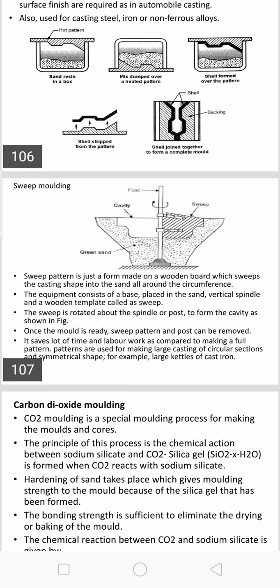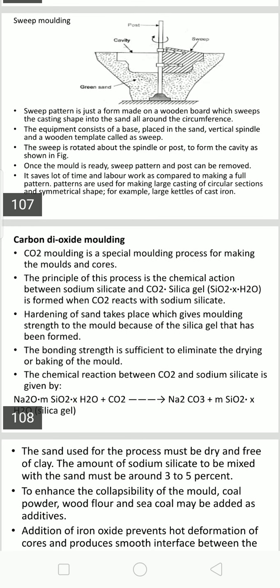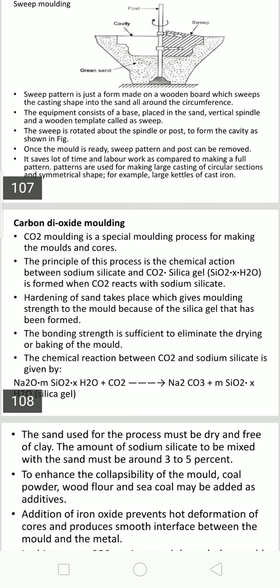Then another very important casting process, that is carbon dioxide molding. This is very important again. Carbon dioxide molding is repeatedly asked in the examination, so try to concentrate more on this. This process is more suitable for core making as it gives high strength and refractoriness to the cores and mold. It can also be used for making very small to medium size molds.